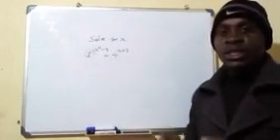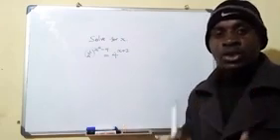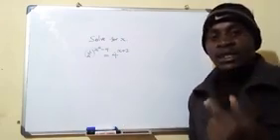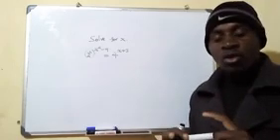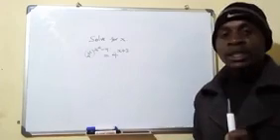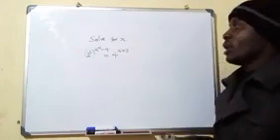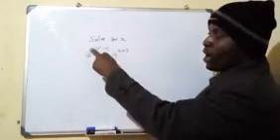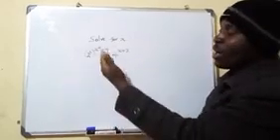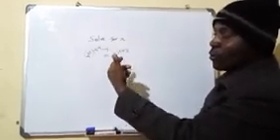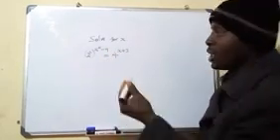So what we know is that when you are solving an equation under indices, of which the index is not known, you must change the base to a common base. After changing to a common base, you now equate the indices, or you cancel the base. What do I mean? I have to change 1/2 to a common base, and also 4 to a common base. So 1/2 and 4 can only be changed to base 2.